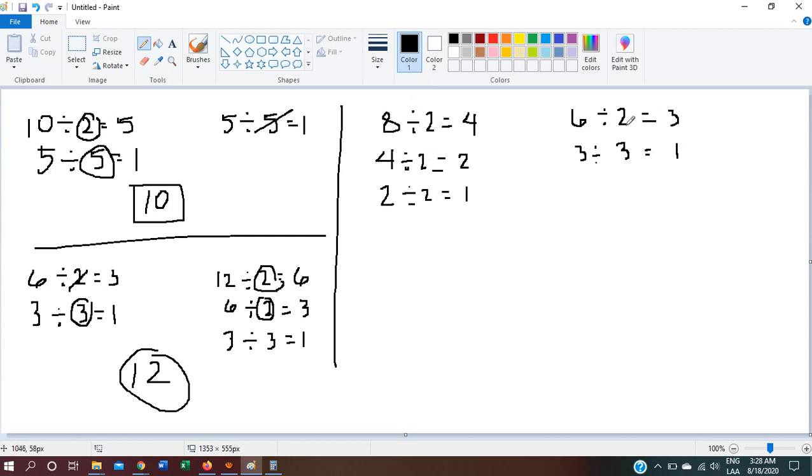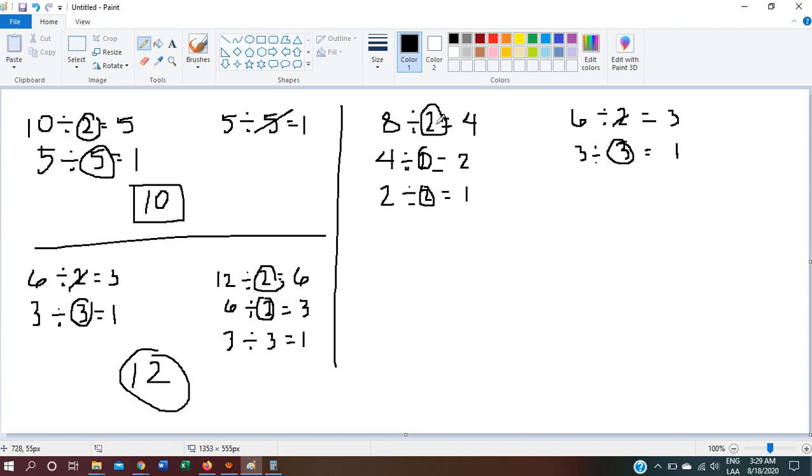Okay, so how many 2's are there on the left? 3. How many 2's on the right? Only 1. So this one loses, and these ones win. How many 3's are there on the right? 1. How many on the left? 0. So this one wins.